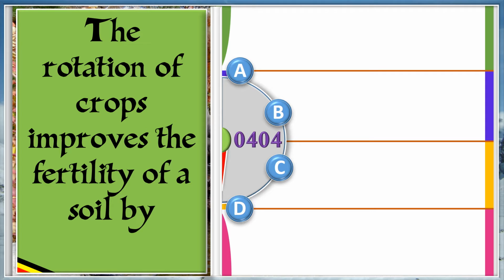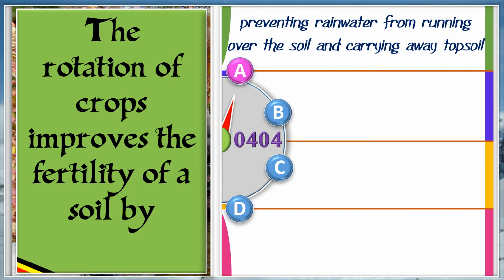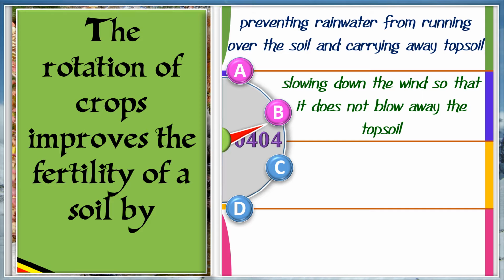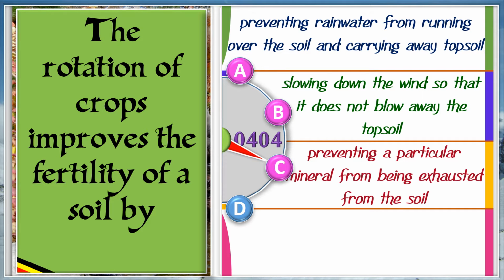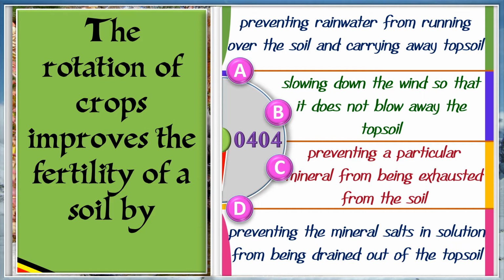The rotation of crops improves the fertility of a soil by: A. Preventing rainwater from running over the soil and carrying away topsoil. B. Slowing down the wind so that it does not blow away the topsoil. C. Preventing a particular mineral from being exhausted from the soil. D. Preventing the mineral salts in solution from being drained out of the topsoil. And the answer is C. Preventing a particular mineral from being exhausted from the soil.